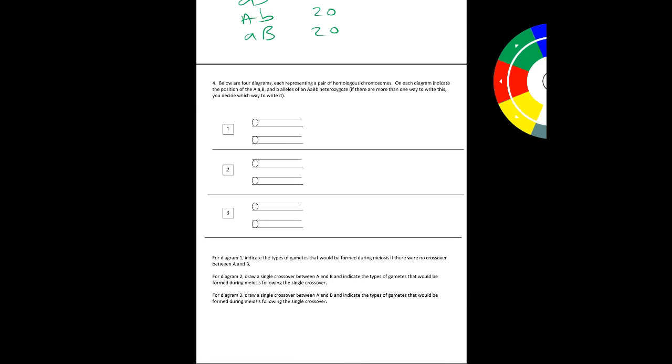Some more chromosome drawing. Again, I cobbled this together from a couple different exams. So, like I said, practice, do the same thing more than once. Alright, below are four diagrams, each representing a pair of homologous chromosomes, indicate the positions of the alleles. You decide. Alright, well, coupling is easier than repulsion, so let's couple them up. Maybe I'll change it on the next one. Alright, and then indicate the types of gametes. No crossing over. Only those. Yeah, we'll keep them the same.